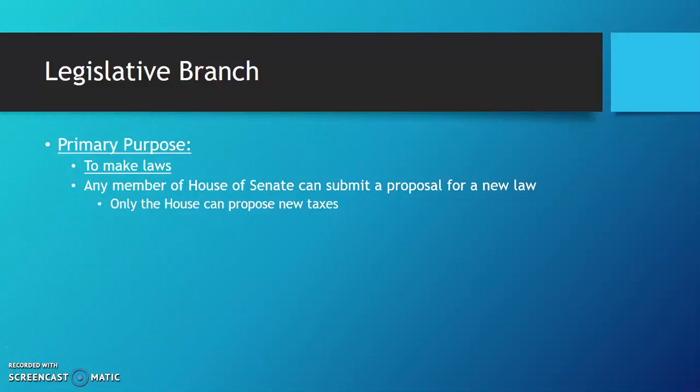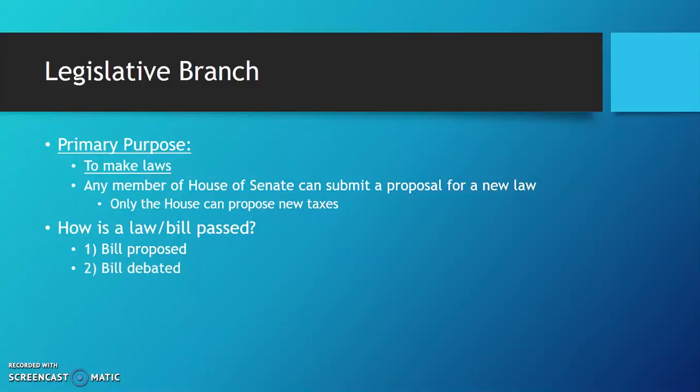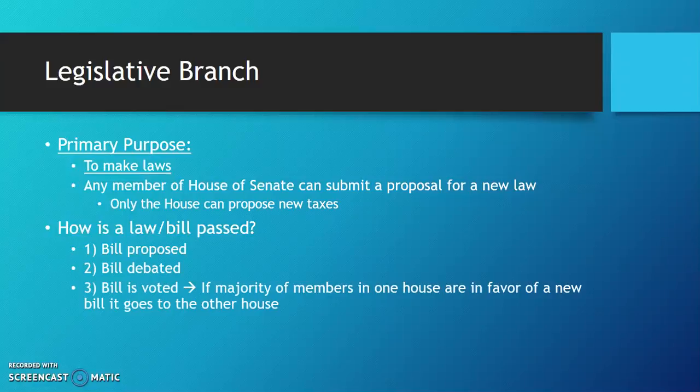The process for passing a law, or what it is also called a bill, is fairly confusing. So I'm going to go through this process of how it is passed. The first thing is a bill or a law is proposed, either by a member of the House or a member of the Senate. The bill is then debated. After it is debated, it is voted upon.